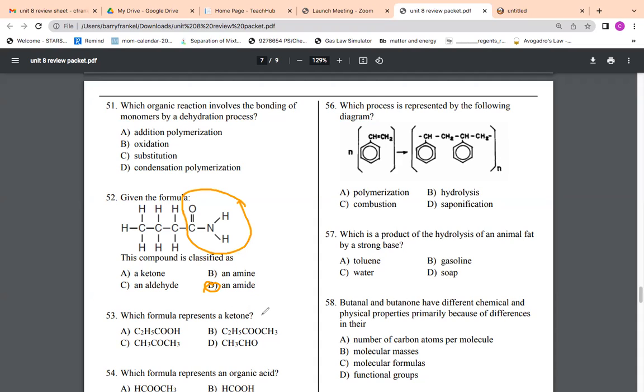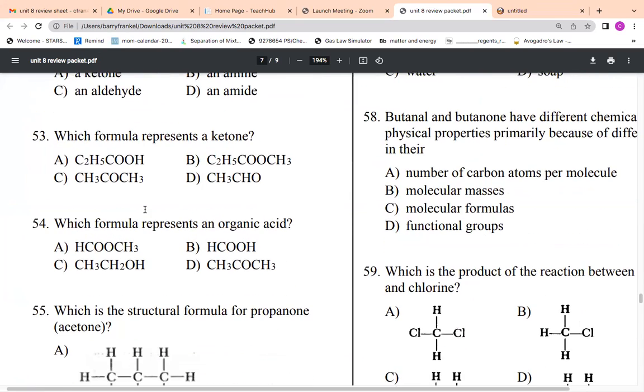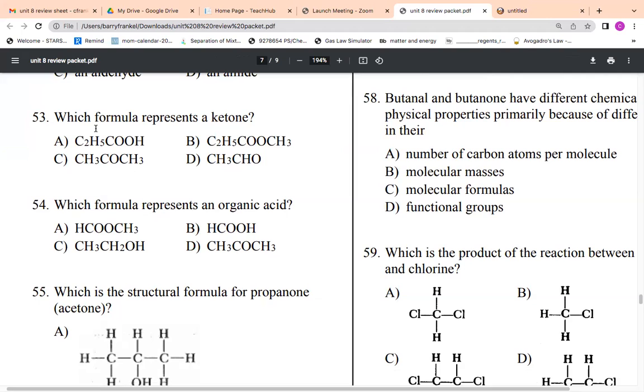Number 53, which formula represents a ketone? Okay, so for this one, let me just get rid of that. Let me scroll. I'm going to zoom in a little bit. Let's see. Yeah, there we go. All right. So this one, I'm going to draw this one out so that we can really visualize this. Okay. So we've got, I would just always draw these out just to be sure. So I've got CH3, that's what I just drew out, attached to a carbon.